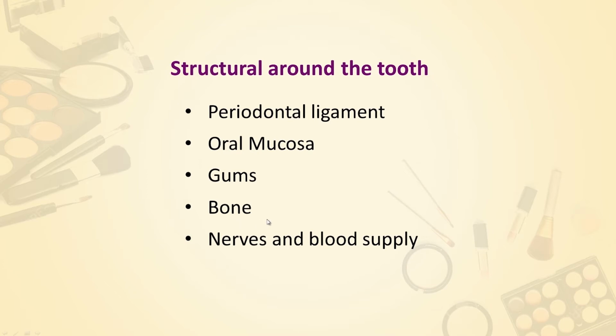Bone provides the socket that supports the root of the teeth, along with nerves and blood supply. This blood supply is necessary to maintain the vitality of the tooth, and each tooth and periodontal ligament also has a nerve supply, so teeth are sensitive to a wide variety of stimuli. So, this is the overall structure of a tooth.